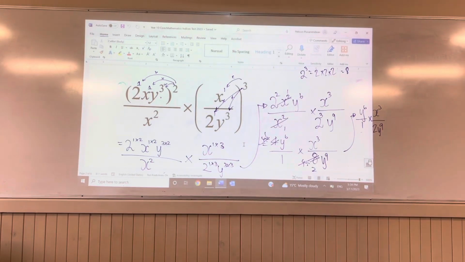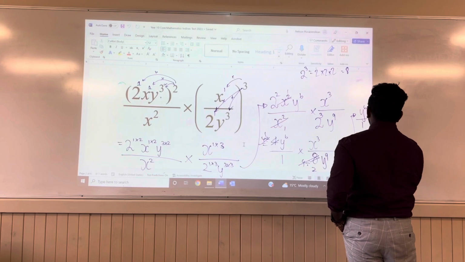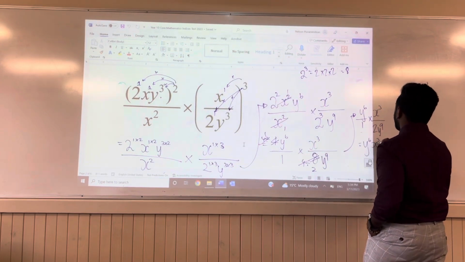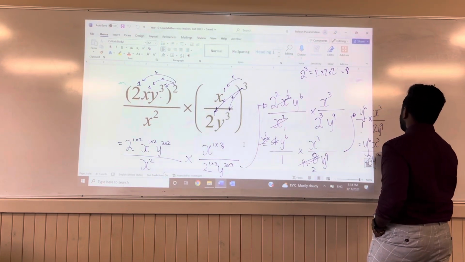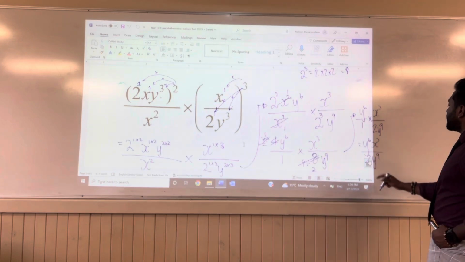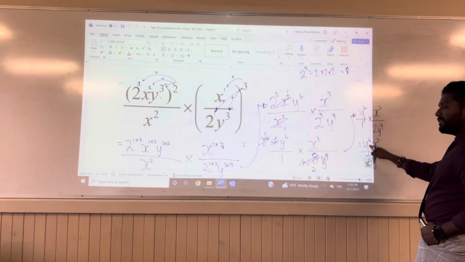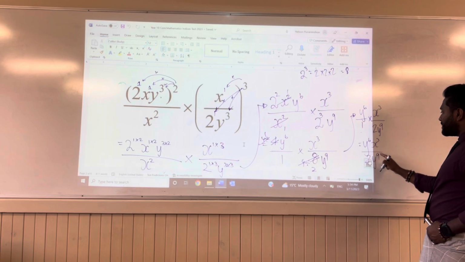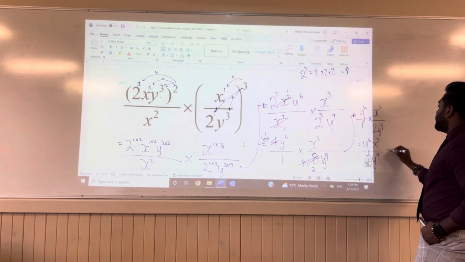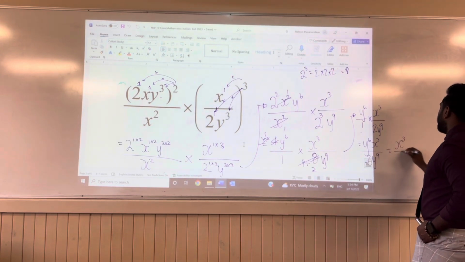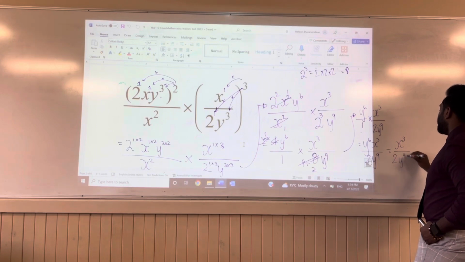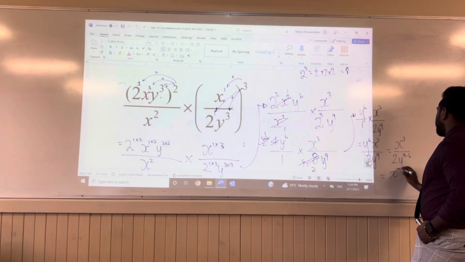We can still simplify that. Why? Because now you're left with y to the power of 6, x to the power of 3 over 2, y to the power of 9. We can use the second law of indices and we can subtract this, because these two have the same base. This one has the higher power. So you're left with now x to the power of 3 over 2, y to the power of 9 take away 6, which is x to the power of 3 over 2y to the power of 3.